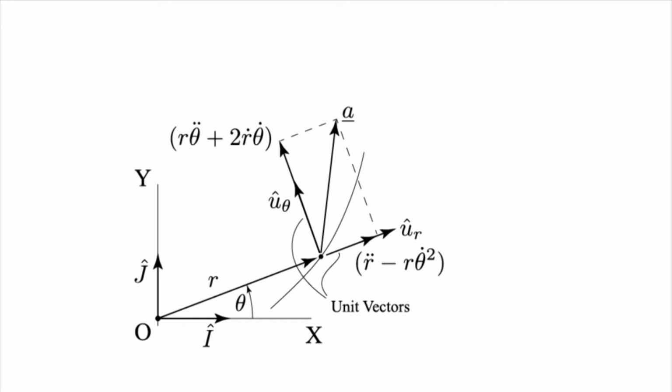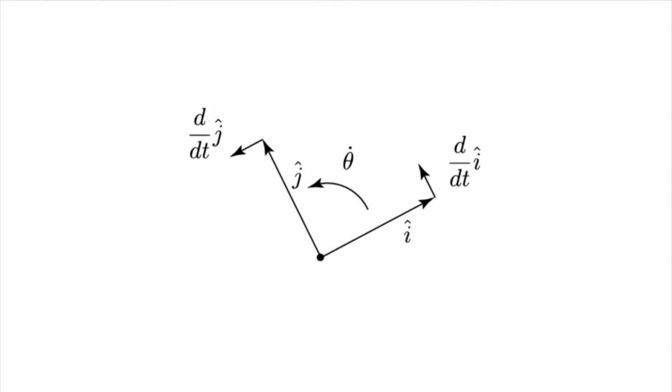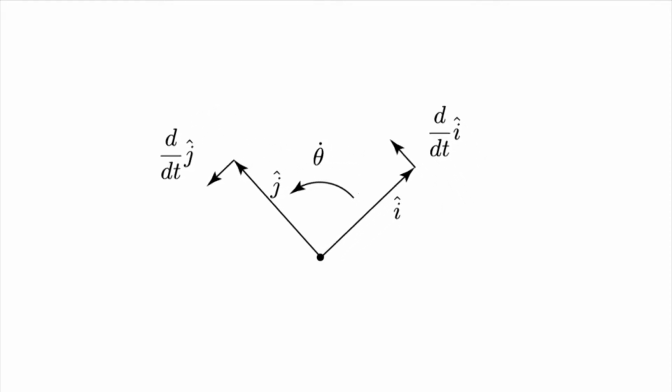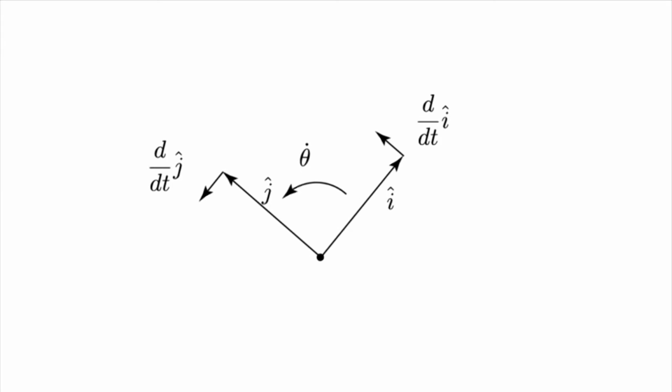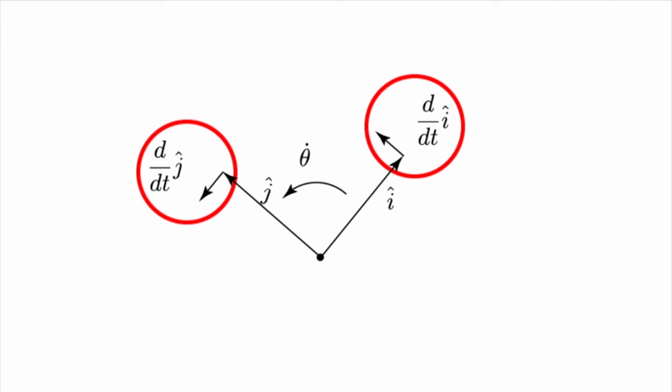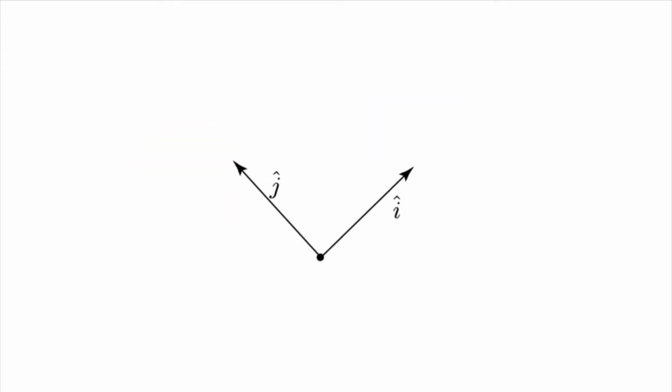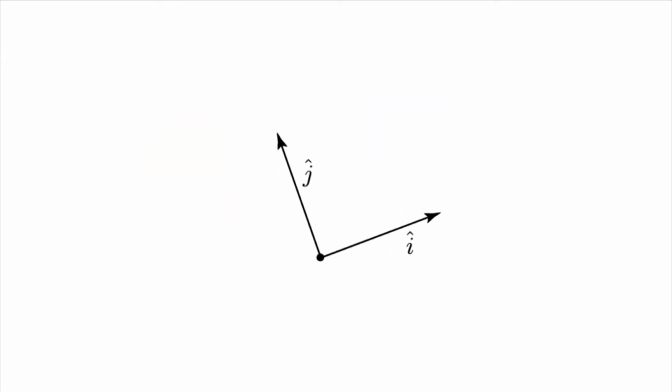In our use of polar coordinates, we encountered the need to evaluate the time derivative of a rotating unit vector. In this discussion, let's refer to the unit vectors as i hat and j hat, respectively. We know that the unit vectors are rotating with an angular velocity theta dot, and therefore have time derivatives di hat dt and dj hat dt, respectively. How do we evaluate these derivatives?